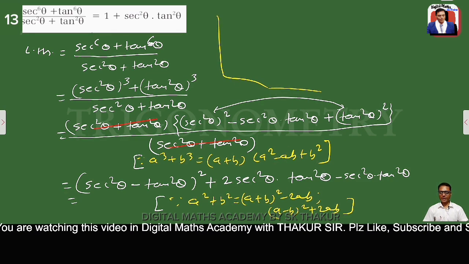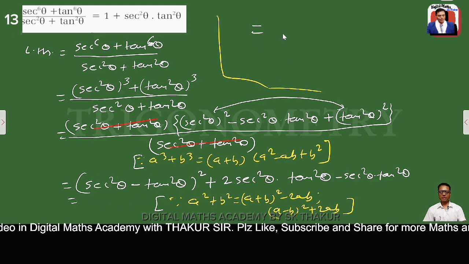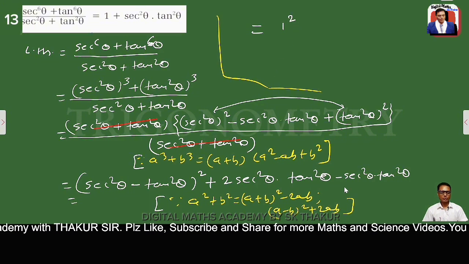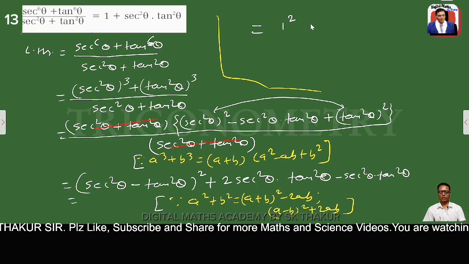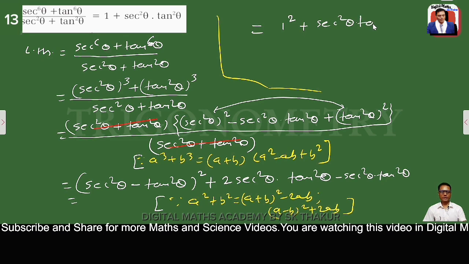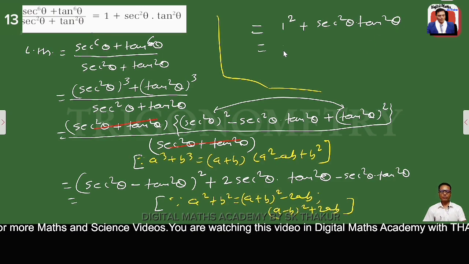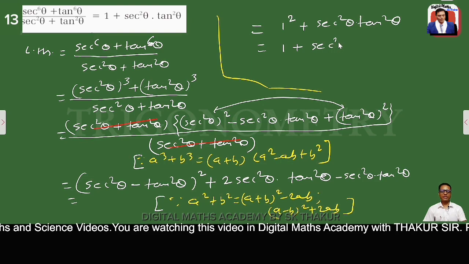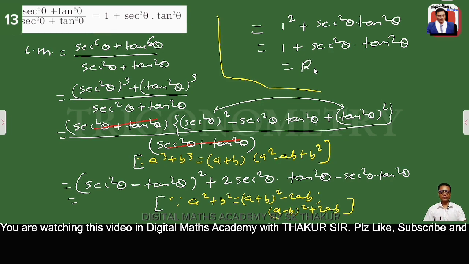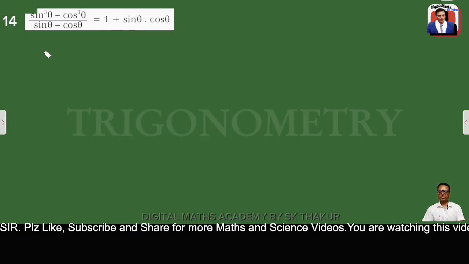Now for the remaining part, we can see sec²θ − tan²θ gives us 1, so 1 squared, plus 2 sec²θ tan²θ minus sec²θ tan²θ equals plus sec²θ tan²θ, right? Because 2x minus x is equal to x. So finally we have 1 + sec²θ tan²θ, which is our right hand side, and proved. Question 28 is a very easy question.